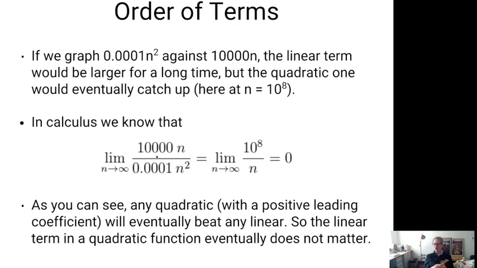So you can see that any quadratic with any positive leading coefficient, right? I wish things could take negative time. They can't, so they're always positive. So eventually it will be slower than linear.